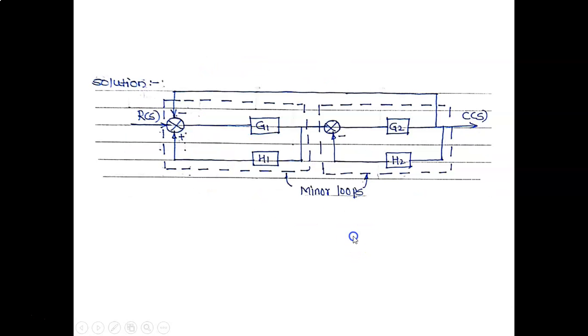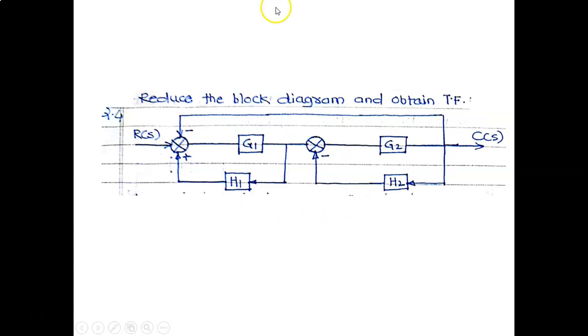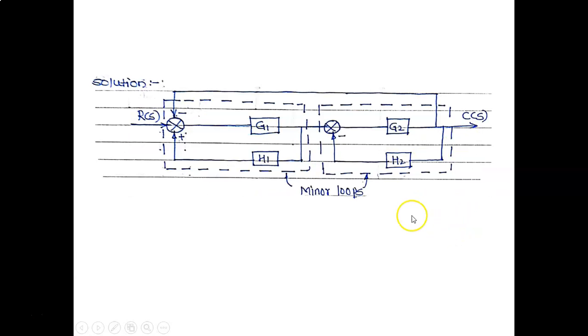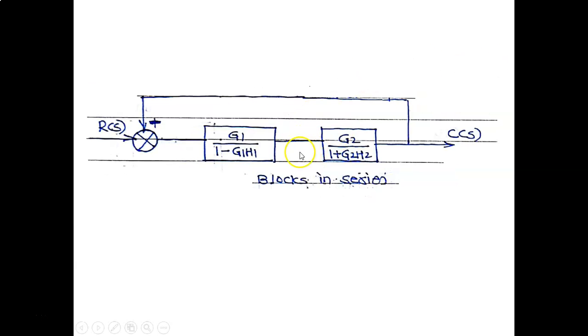Now we will solve this. What I have done here, I have just shifted this point here and this point here, this point towards left, this point towards right. Therefore, this G1 H1 and this summing point forms a minor feedback loop, and this G2 H2 and this summing point forms another minor feedback loop. Therefore, we will solve these minor feedback loops. Here signal is positive, therefore in the denominator the sign will be negative. Here signal is negative, therefore in the denominator the sign will be positive. Therefore, our next step will be like this: G1 divided by 1 minus G1 H1, G2 divided by 1 plus G2 H2, and this takeoff point will remain as it is.